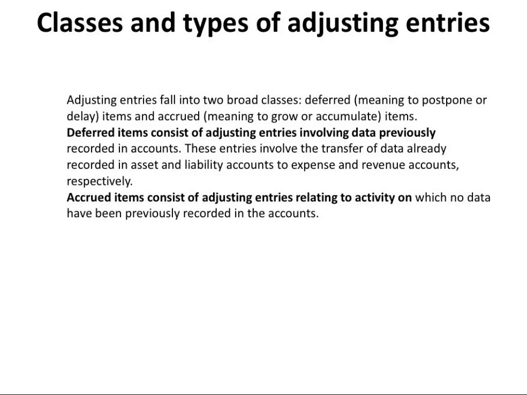Adjusting entries fall into 2 broad classes. They're deferred ones, meaning they're postponed or delayed items. And there are accrued ones, meaning that they continue to grow or accumulate. Deferred items consist of adjusting entries involving data previously recorded in the accounts, but these entries involve the transfer of the data already recorded in the asset and liability accounts to the expense and revenue accounts. Now, a demonstration will show that more clearly.